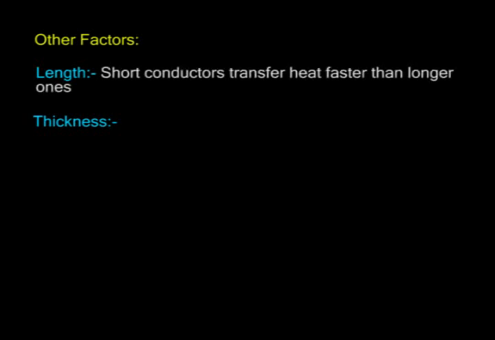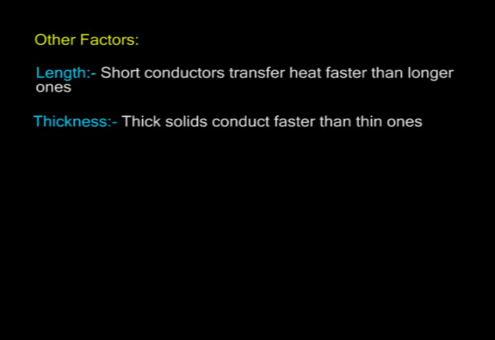Other factors which affect conductivity include the length of the metal and the thickness. So if you were to take 2 metal rods of different length and one end placed on a flame, you realize that the colder end of the shorter metal will get heated faster compared to the colder end of the longer metal. And therefore, the shorter the metal rod, the faster the transfer of heat. Again, if you have 2 metal rods of different thicknesses, you'd realize that the thicker metal conducts faster than the thinner one.